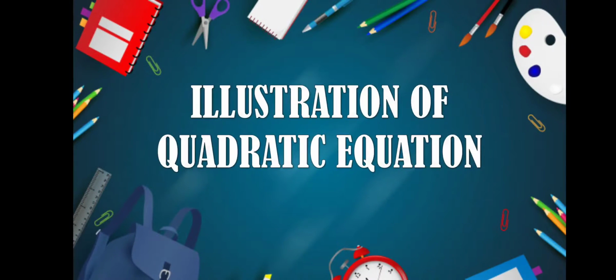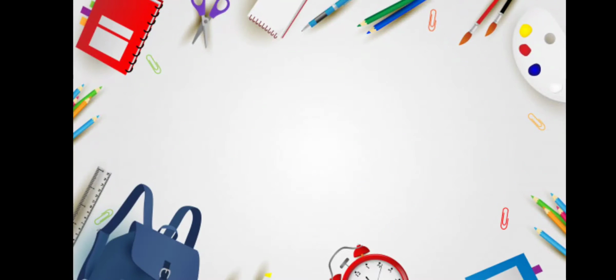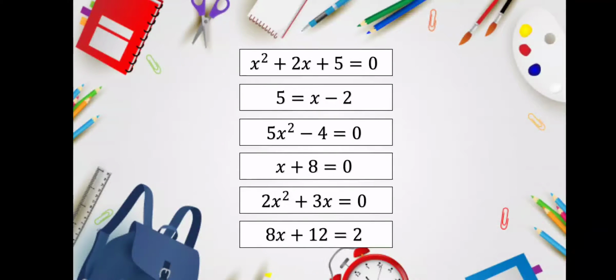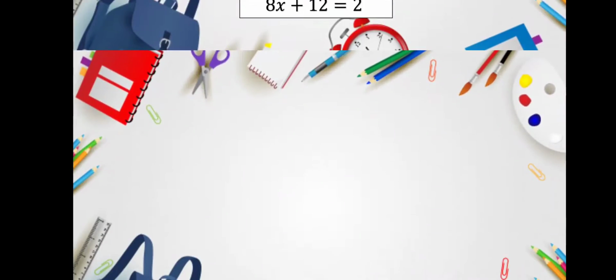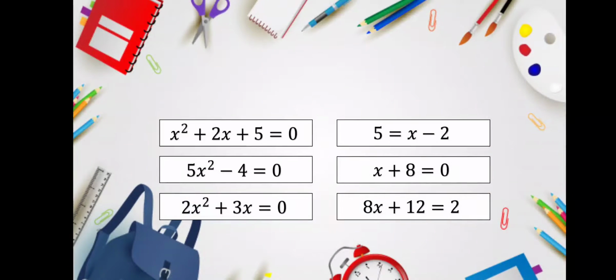For today's lesson, we have illustration of quadratic equation. I have here different equations, and then I group them into two groups. On the left side, we had x squared plus 2x plus 5 is equal to 0; 5x squared minus 4 is equal to 0; 2x squared plus 3x is equal to 0. On the right side, we have 5 is equal to x minus 2; x plus 8 is equal to 0; x plus 8x plus 12 is equal to 2.